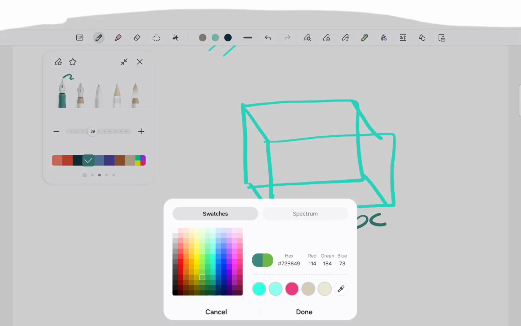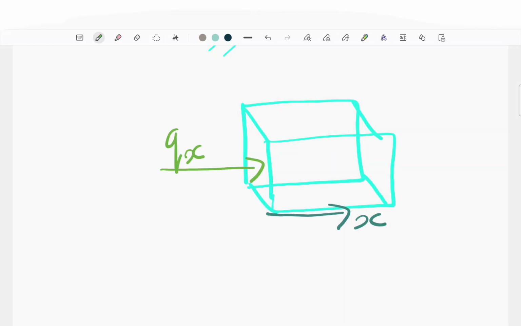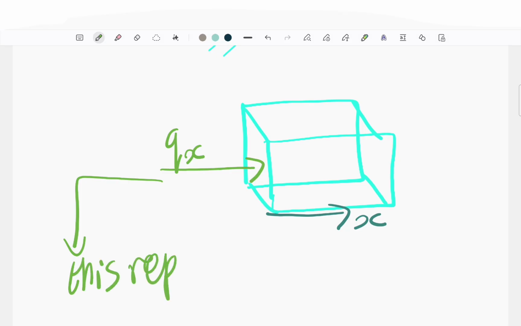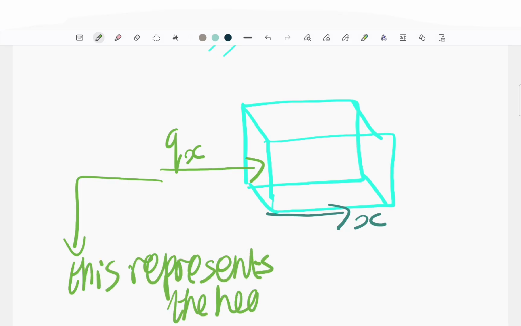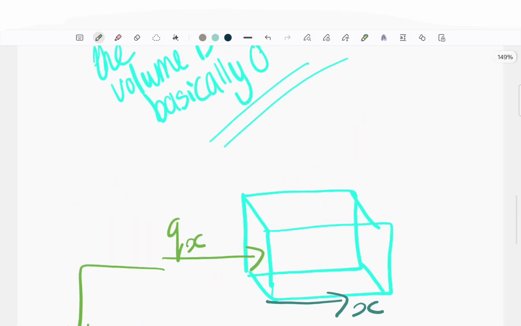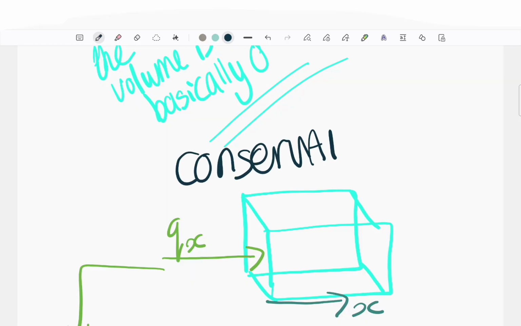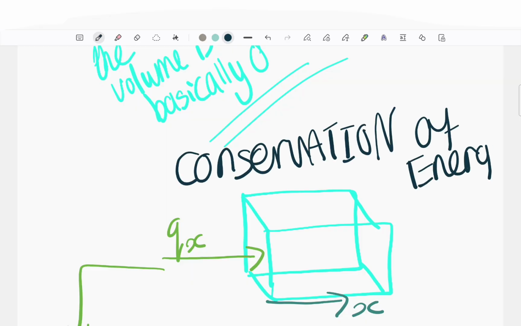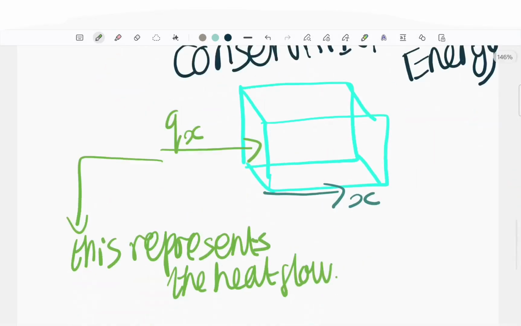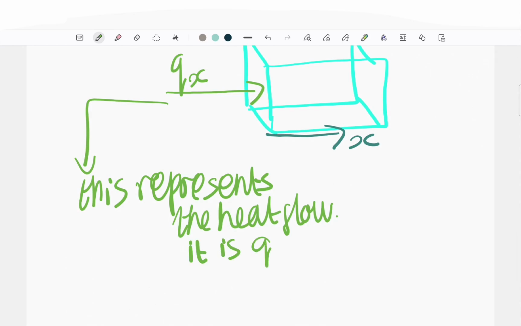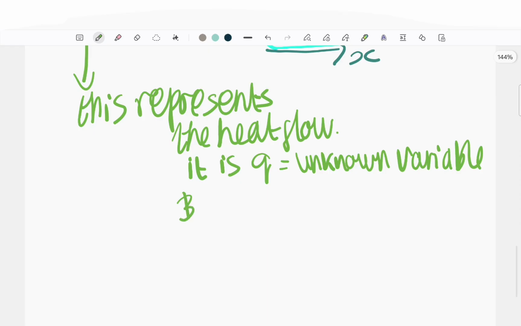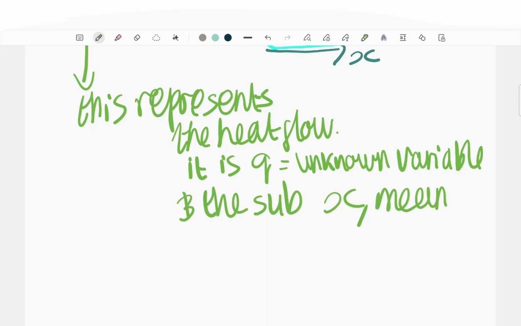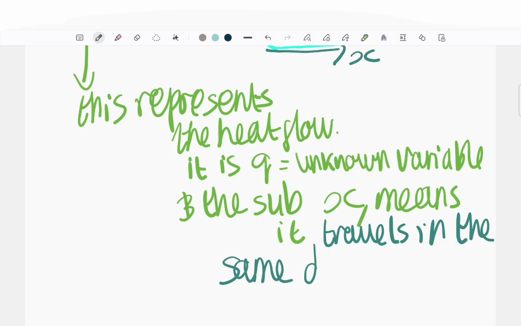So let's consider the heat flow. We know that it is across the x-axis alone. So therefore we'll use Qx as the variable to represent heat flow across the x-axis. So Q would represent the heat flow, and then Qx represents the heat flow across x.